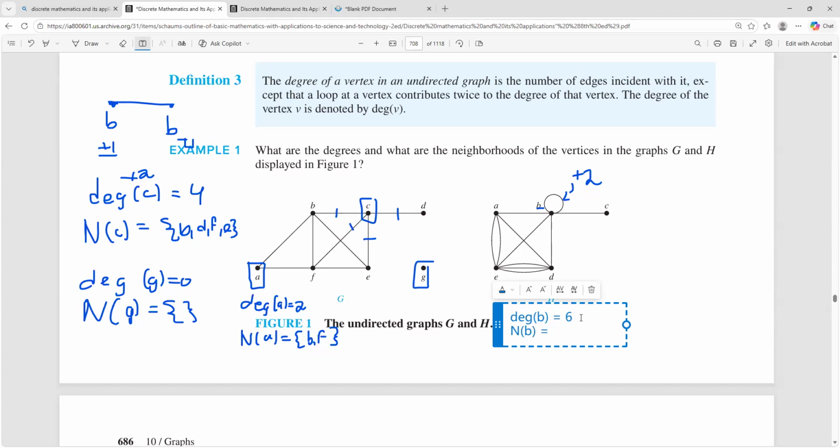What nodes are connected to B? Okay, we got A, D, E, C. Anything else? B itself, because there's a self loop. Yeah, you don't repeat B. Even though it's a self loop and you expand it to B B, you don't need to add it twice because it's already there.